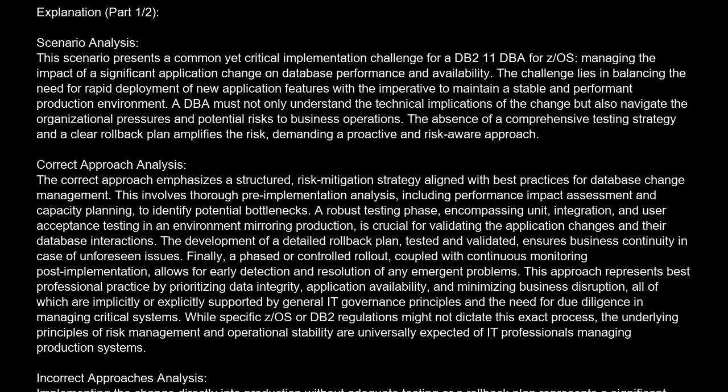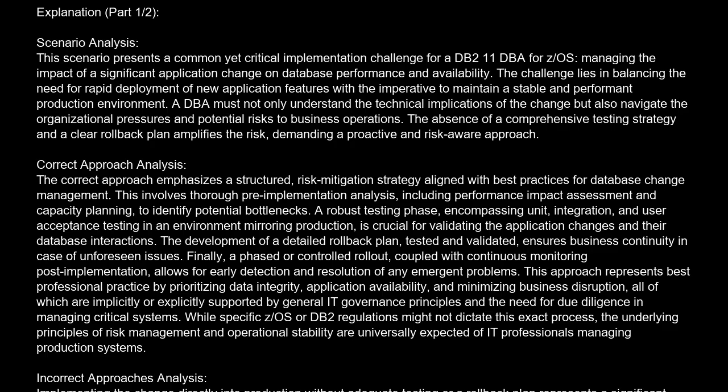Correct approach analysis. The correct approach emphasizes a structured risk mitigation strategy aligned with best practices for database change management. This involves thorough pre-implementation analysis, including performance impact assessment and capacity planning, to identify potential bottlenecks. A robust testing phase, encompassing unit, integration, and user acceptance testing in an environment mirroring production, is crucial for validating the application changes and their database interactions. The development of a detailed rollback plan, tested and validated, ensures business continuity in case of unforeseen issues.